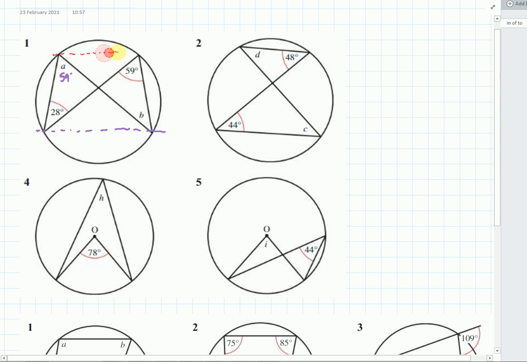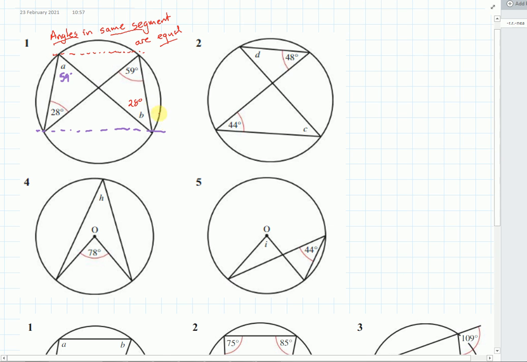Angles in the same segment, B is 28 degrees. Angles in the same segment are equal, and all parts of that statement are needed. So we will talk about angles in the same segment are equal. If you're asked to describe, you should show those. Same thing goes on for question 2.